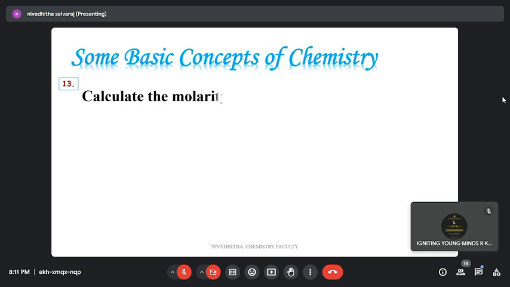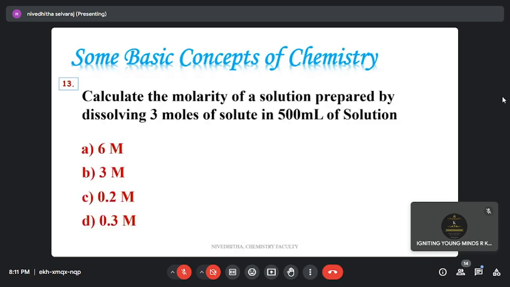Calculate the molarity of a solution prepared by dissolving 3 moles of solute in 500 ml of solution. They're asking us to calculate the molarity, and they're provided with the number of moles and volume of the solution. You just calculate and tell me the answer. It is basic substitution, that's it.